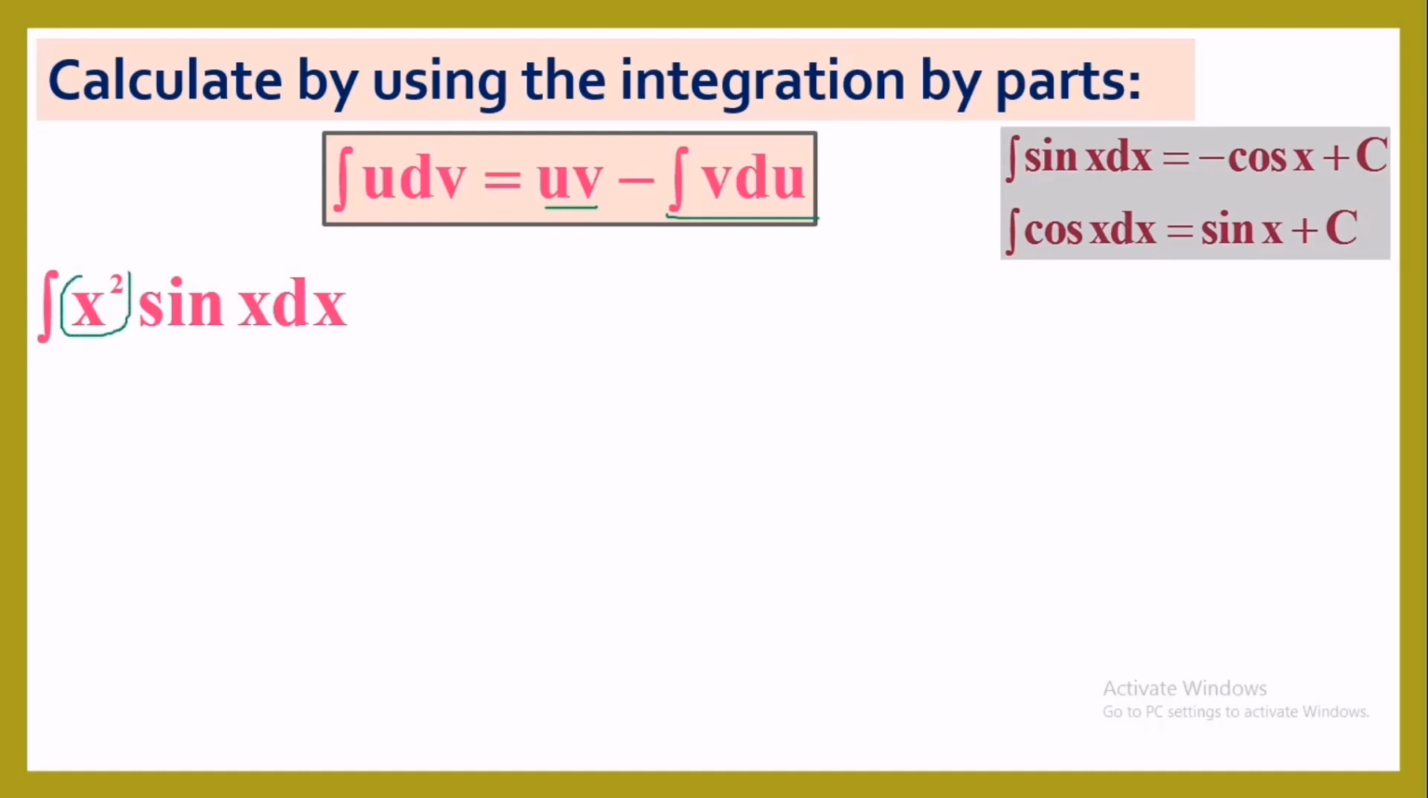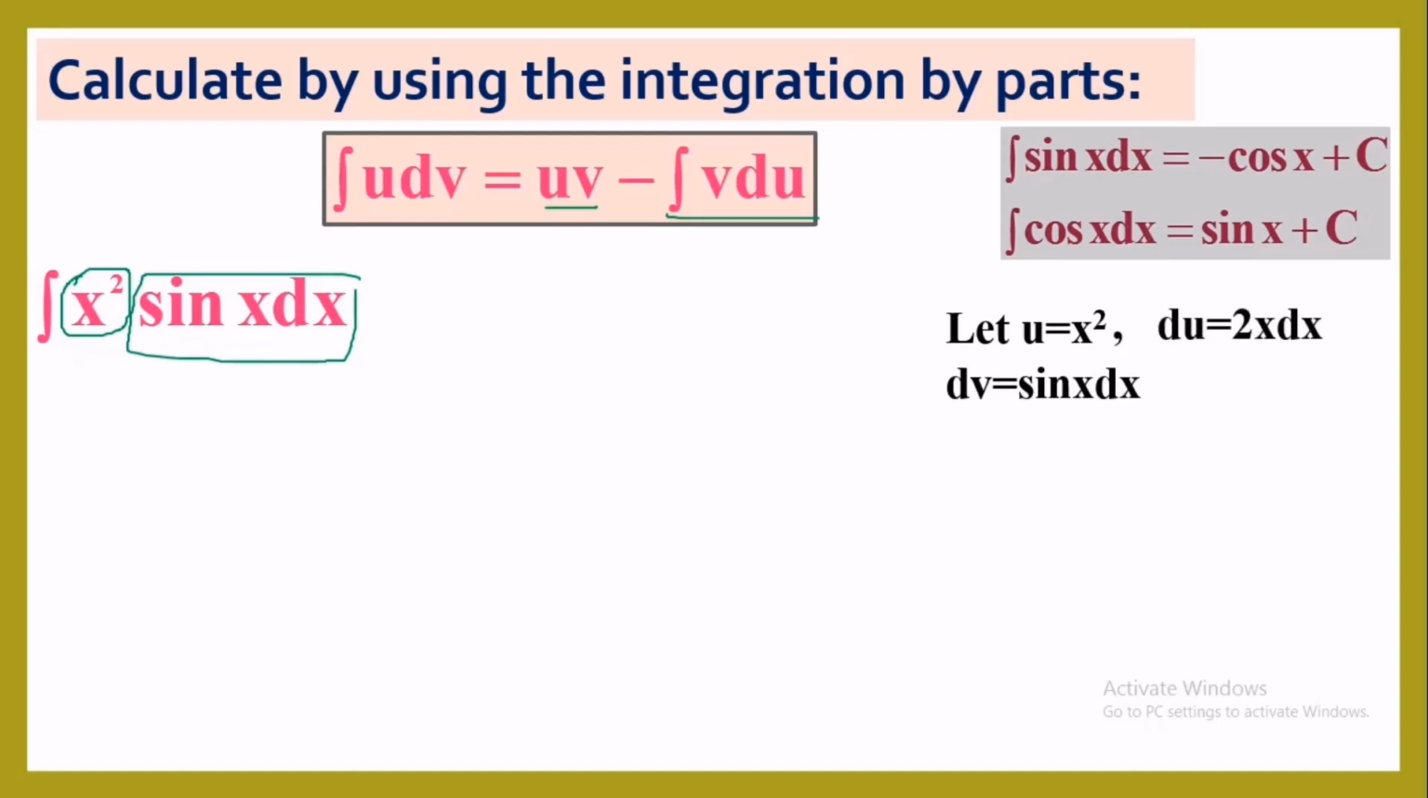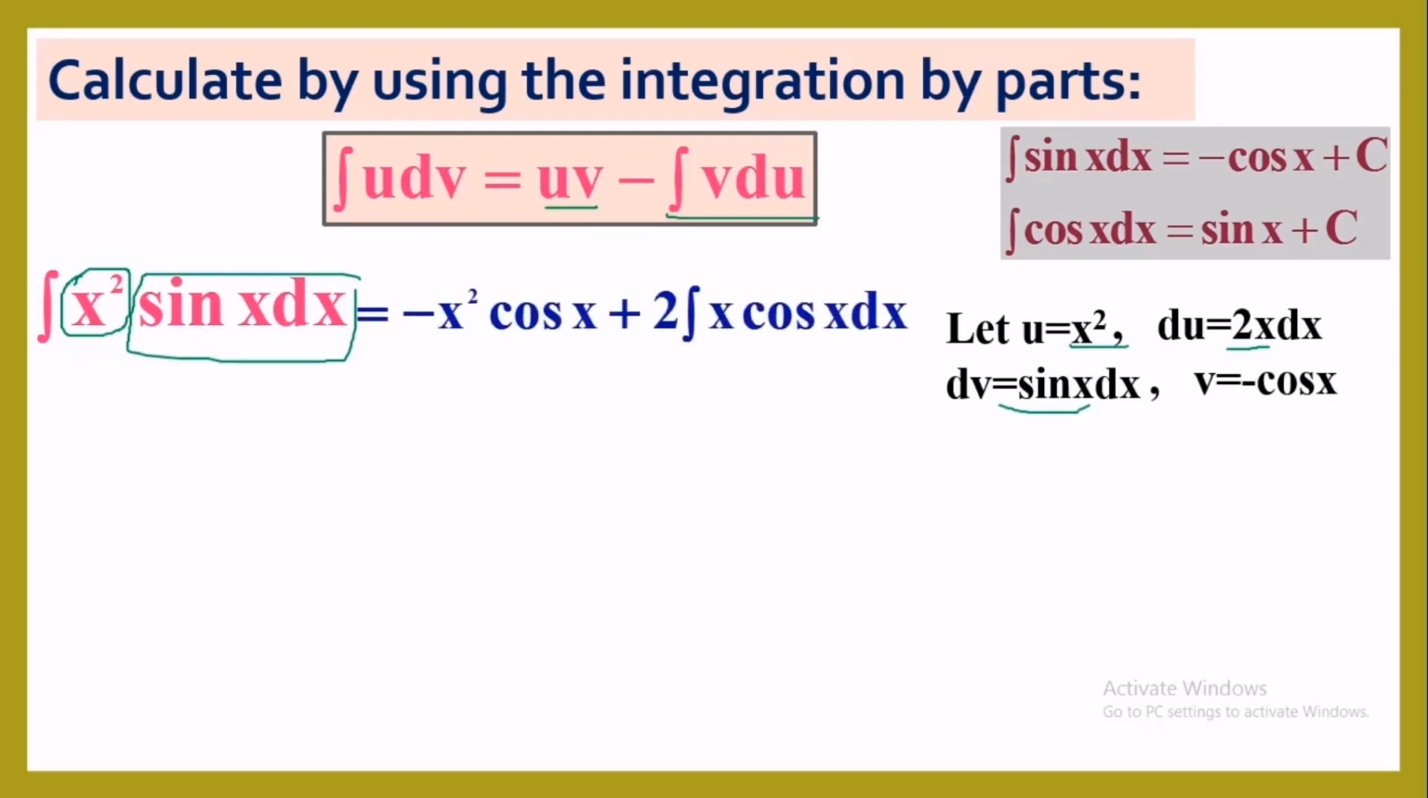In this case, take u equals x squared and dv equals sine x dx. Then du is equal to the derivative of x squared dx. The derivative of x squared is 2x, and dv equals sine x dx. Integrate both sides, we get v equals the integral of sine x, which is minus cosine x. Apply the integration by parts, uv minus integral v du. Then we have minus x squared cosine x plus 2 outside the integral x cosine x dx.